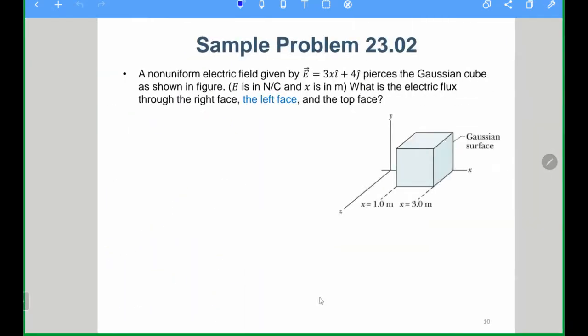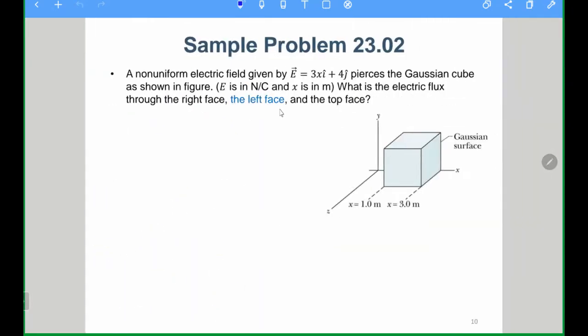Okay, next. So we try to calculate the electric flux for the left surface. So the left surface is this one. So similarly, we can determine dA points to the left side, which means it is dA times negative i hat. Okay, so this time we can go quicker because most of the points are similar.